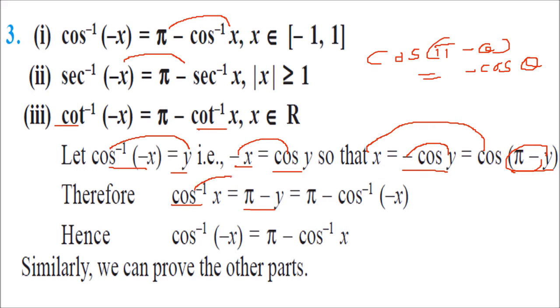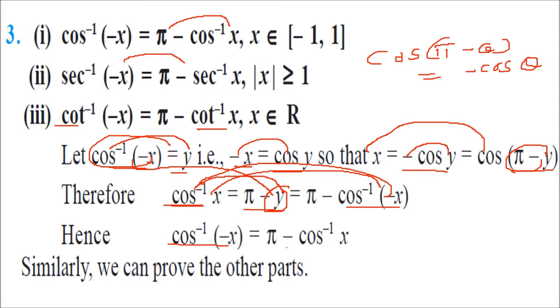Then, take this pi here. And you see that you can just place y equal to cos inverse of minus x here. So cos inverse x will be equal to pi minus cos inverse of minus x. Now take this on the left hand side, and this on the right hand side. So cos inverse of minus x becomes pi minus cos inverse x. And this is how you can prove the others also.